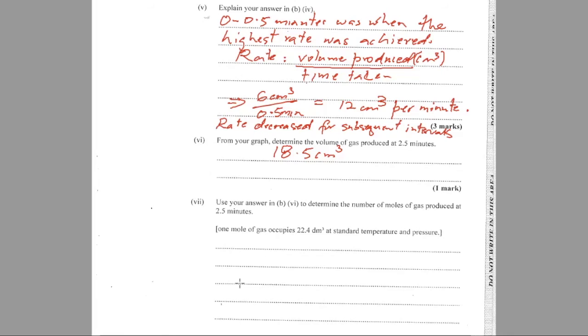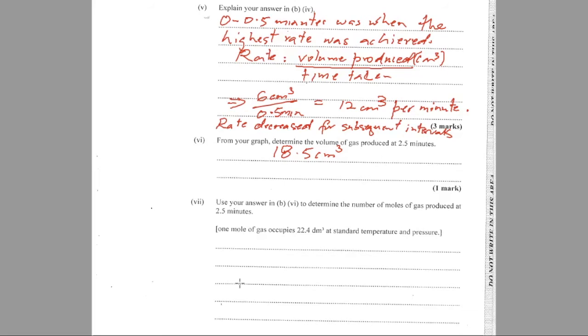So in part 7, we're going to use the volume that we just found and answer the question. Use your answer in B6 to determine the number of moles of gas produced at 2.5 minutes. So at 2.5 minutes, we just saw that we got 18.5 cm³. And we're always given something to use. So 1 mole of gas occupies 22.4 dm³ at standard temperature and pressure. All right, but our value here is in cm³, so to get a mark, we're going to have to do some form of conversion.